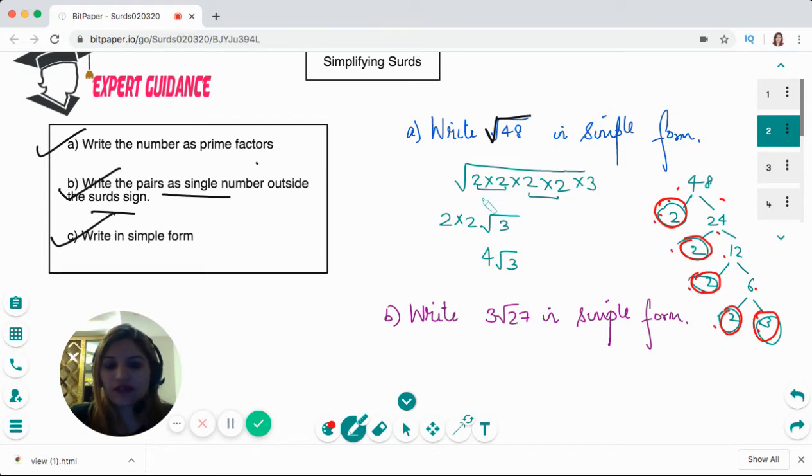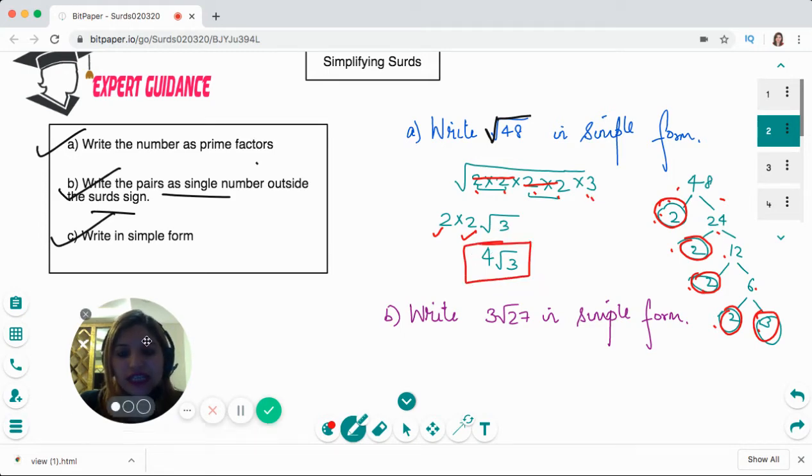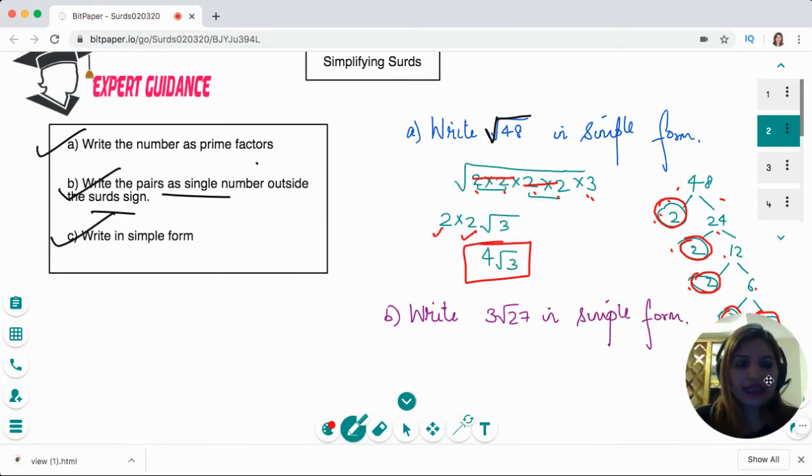So that's what we have done here. We have written 2 times 2 times 2 times 2 times 3. Now we'll find the pairs. This is one pair of 2, so we have written a single 2 outside. This is another pair of 2. We have written a single 2 outside. We are left with just root 3. So the simple form of square root 48 is 4 root 3. Again, the steps are: write the number as prime factors, find out the pairs, write the pair outside the surd sign. That's it.